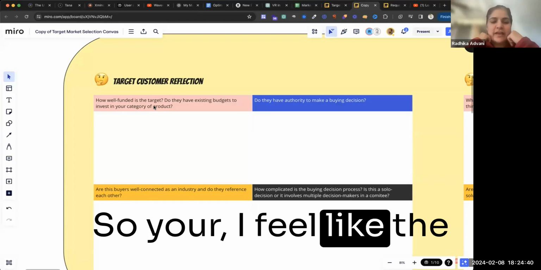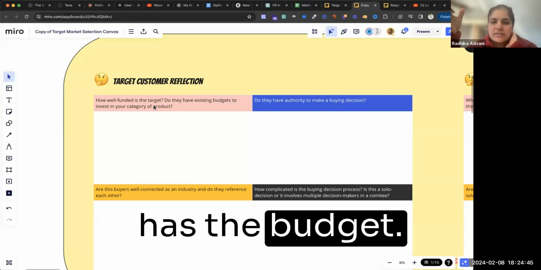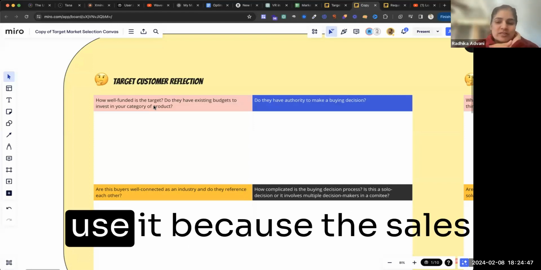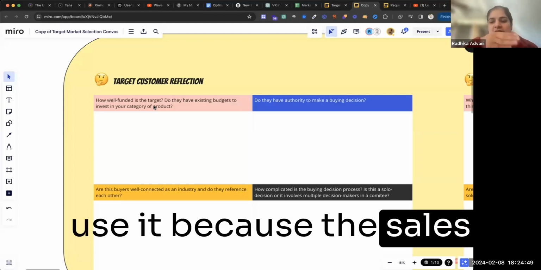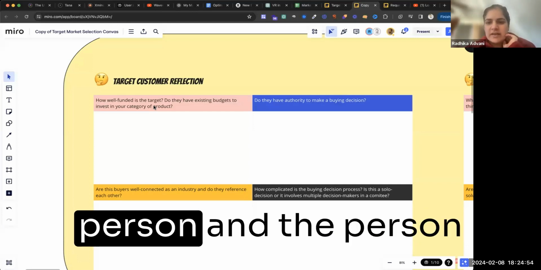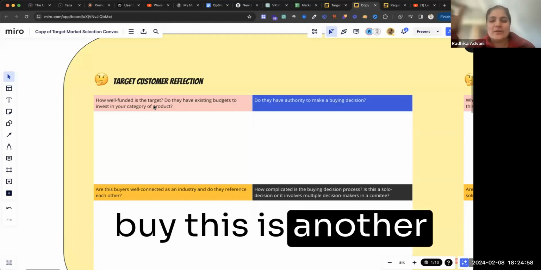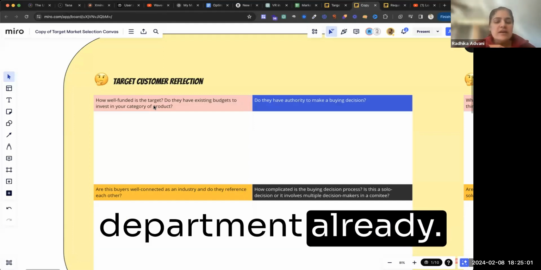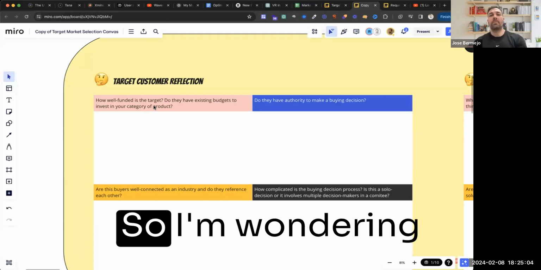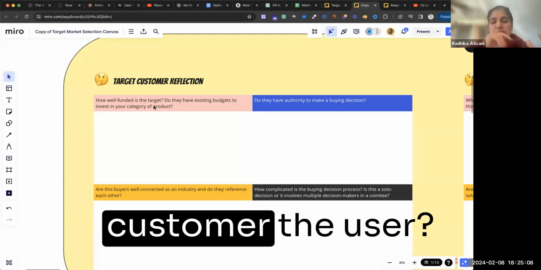So here I feel like the difference is that even though marketing has the budget, sales is going to use it because the sales agent will be on the field. So the user is one person and the person with the money to buy this is in another department already. Exactly. So I'm wondering whether your target customer is the buyer or the user?